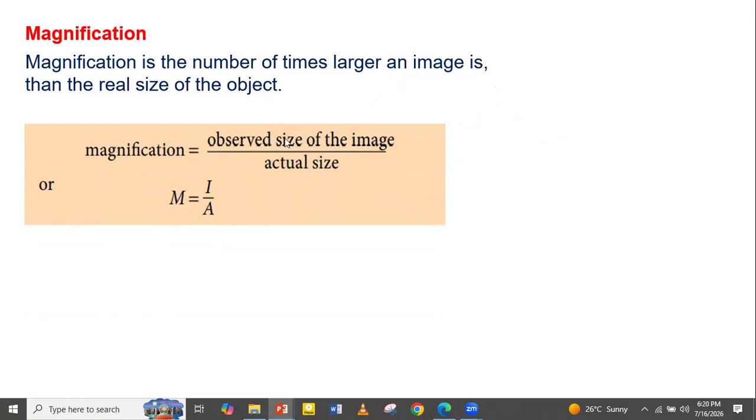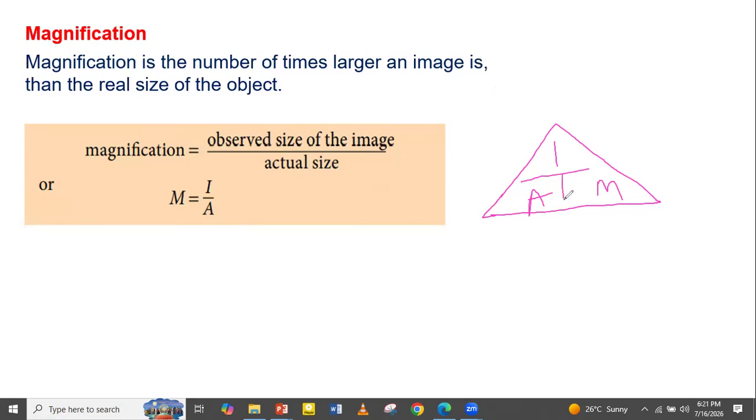So we look at the size of the image, divide it by the size of the object. Or simply you can write abbreviations: M is equivalent to I over A, where I is the image size and A is the actual size of the object. And we can summarize that in a triangle. I always tell my students, please always have this triangle in mind. Before you carry out any calculation, always first draw the triangle so that you are sure of what you're doing. And I use the acronym I AM.